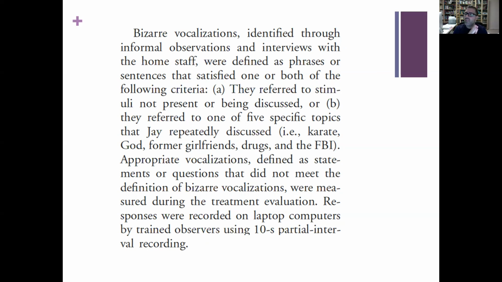And of course, they were contextual, right, based on what was being talked about at the time. And they were measured during, again, the treatment evaluation. They recorded the responses using a 10-second partial interval. Remember partial interval. Anytime during those 10 seconds, if the behavior occurred, they would have marked it as an occurrence, and they would then calculate a percentage of occurrence across all the different intervals that were observed. Now, you can go back to the initial chapters if you forgot about partial interval.